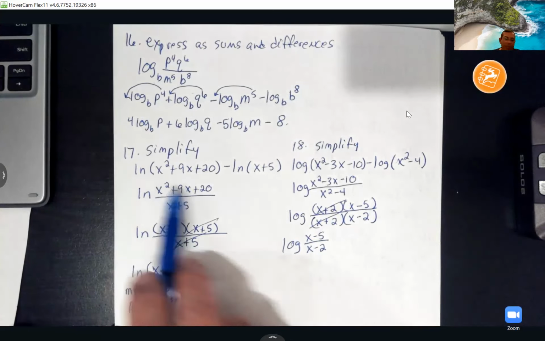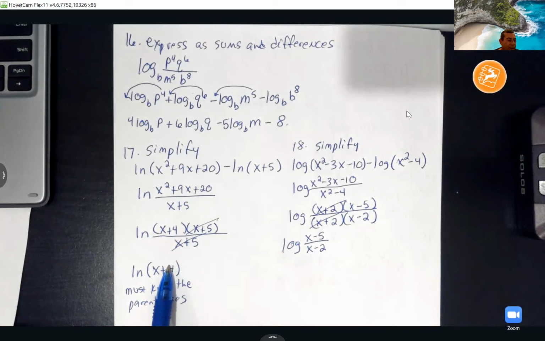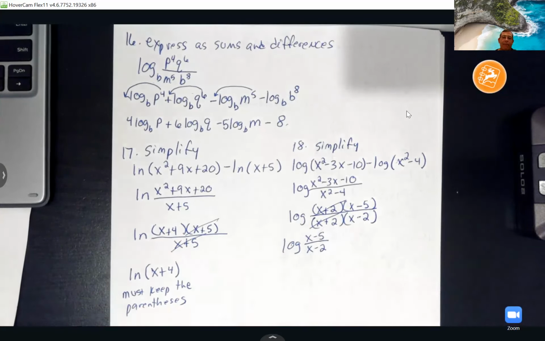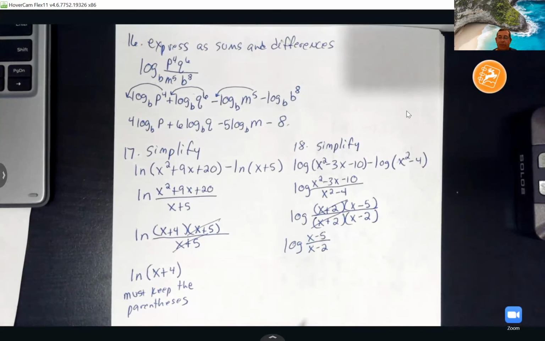Now, some of these are multiple choice. 17 had a multiple choice on it to pick. 18 you actually had to fill in, okay? Now on this one, you don't have to put a base, you'll just write log and then hit the fraction bar and put in your answer.